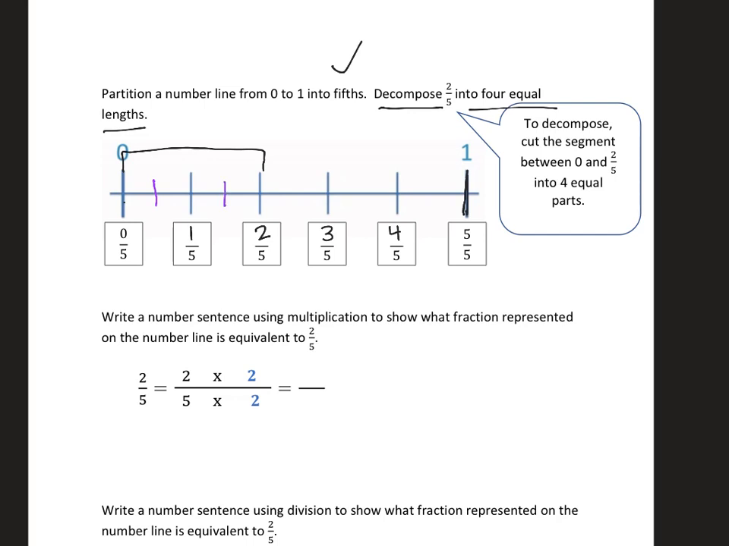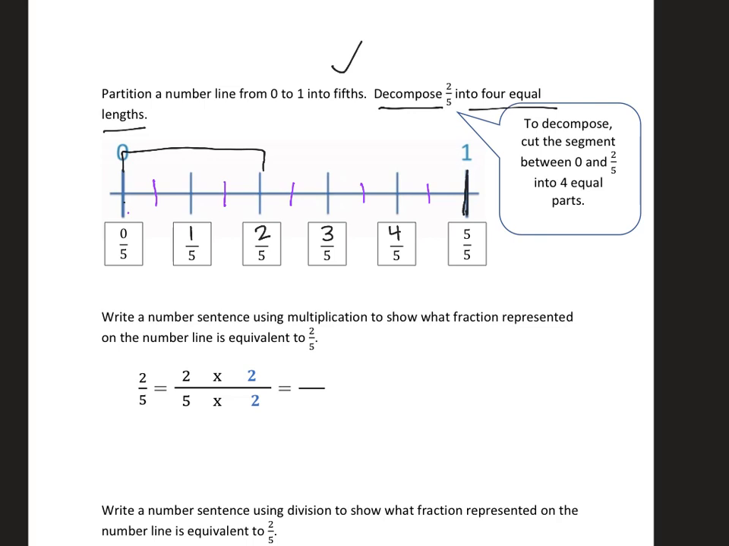So now I'm just going to do it on the rest of the number line and see again, I did make 4 equal lengths because I have 1 length here, 2, 3, 4. I have 4 equal lengths between 0 and 2/5. All right. So now I'm going to go ahead and just keep going on the rest of the number line so that it's even. And now it says write a number sentence using multiplication to show what fraction is represented on the number line that is equivalent to 2/5.